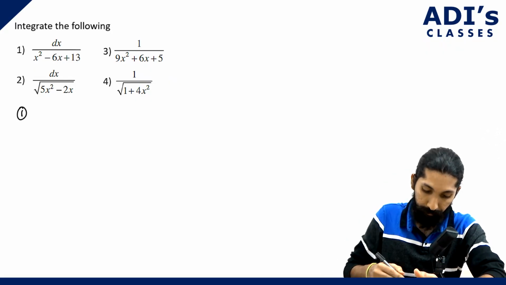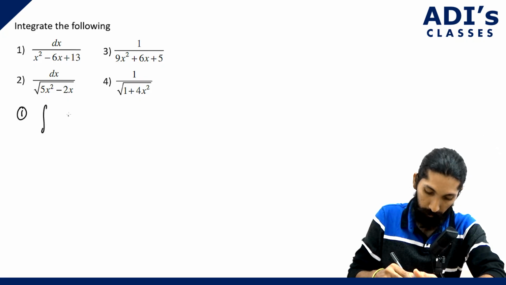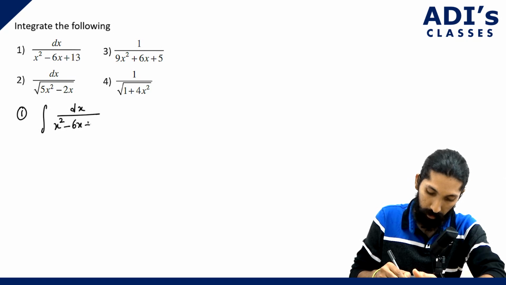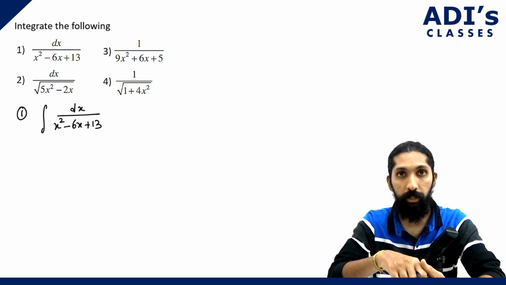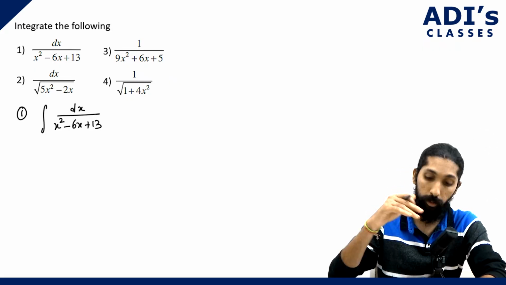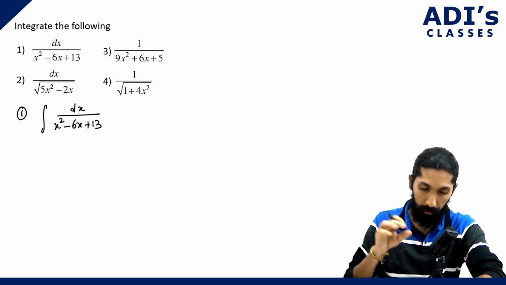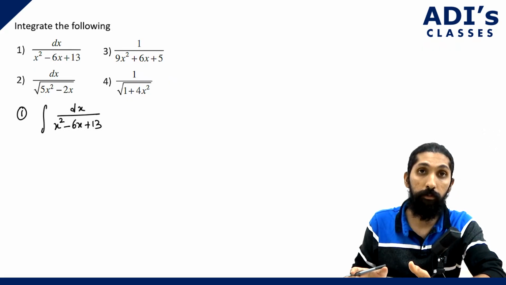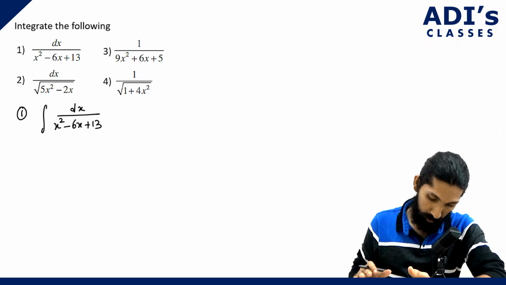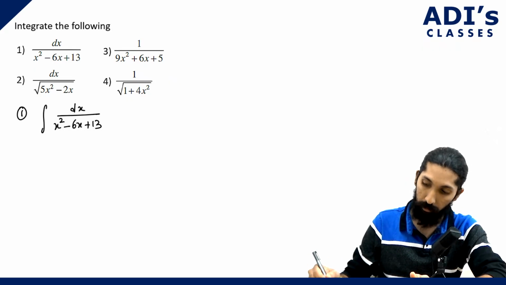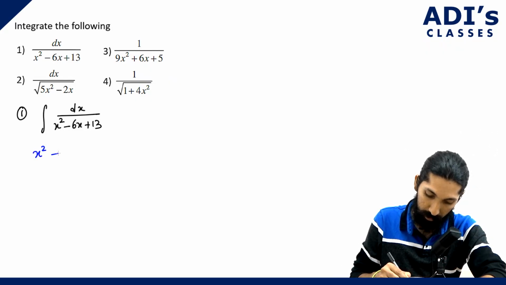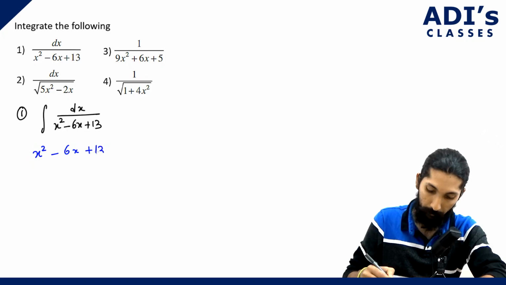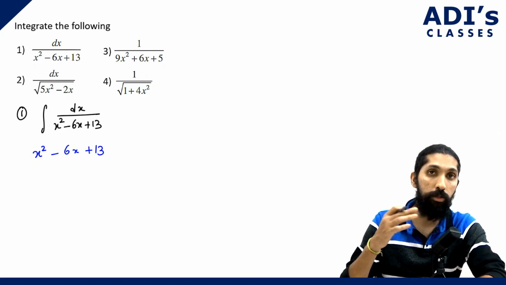All right. Now, look at the first one. We have integral of dx over x square minus 6x plus 13. Now, if you look into this one, you won't be able to split it, right? So what we do, look at the denominator. Denominator, you have to write in terms of the whole square. That means here, let's do the math of what we are supposed to do. x square minus 6x plus 13. We'll try to get it in a whole square form.